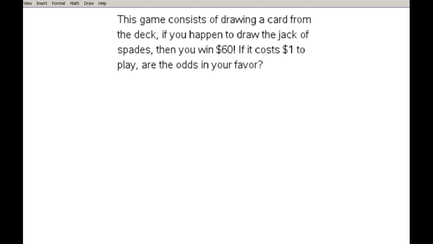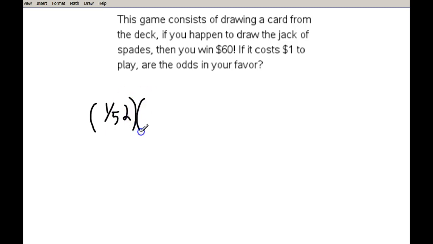This game consists of drawing a card from the deck. If you happen to draw a jack of spades, you win $60. It costs $1 to play. Are the odds in your favor? Typically my students say the odds are never in your favor, but let's see what happens here. So I'm just going to set up the equation. The probability of winning in this game is 1 out of 52.